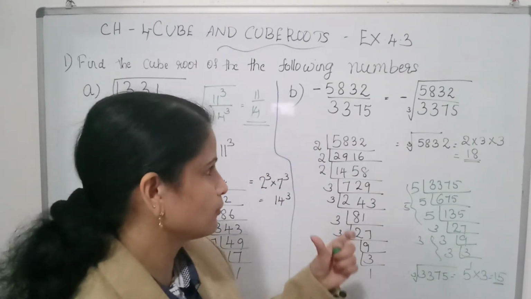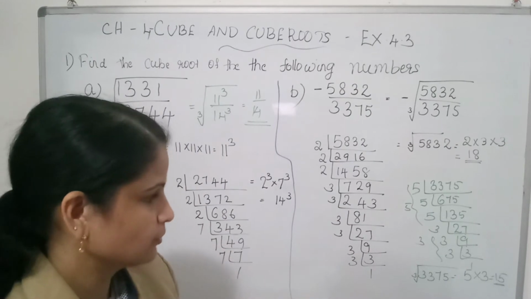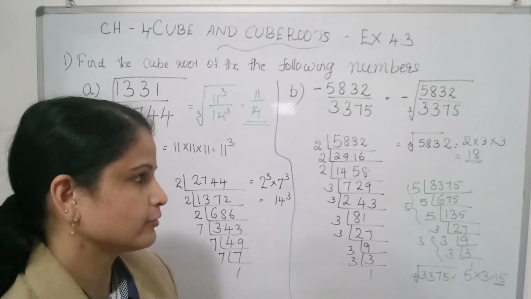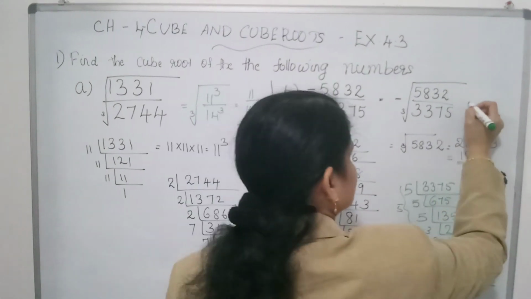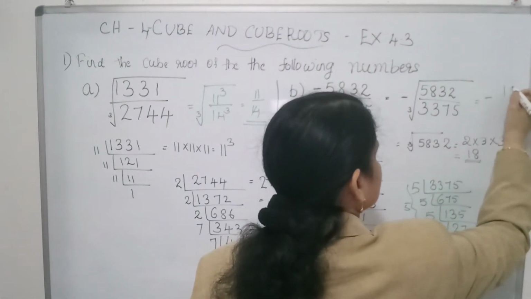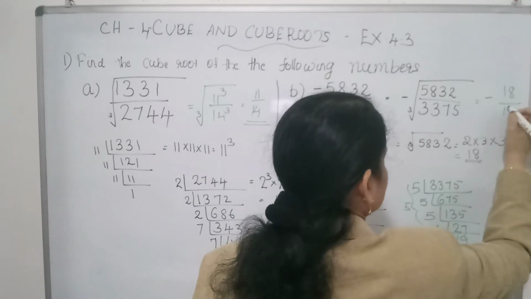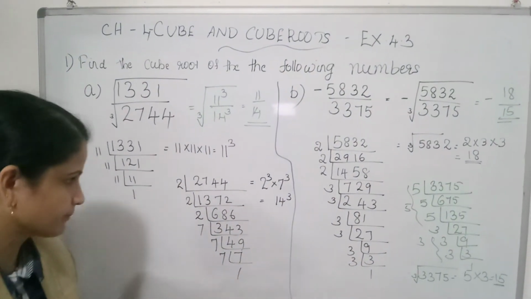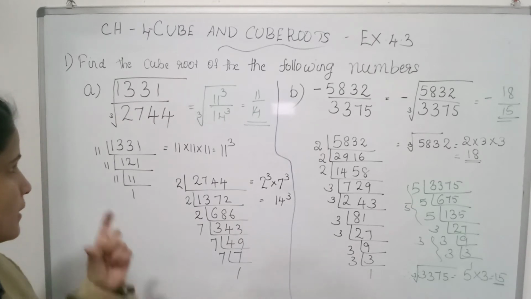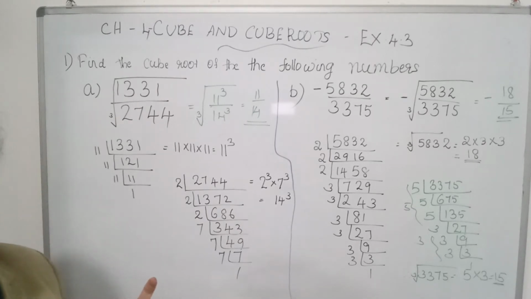So we got the cube root of 5832 and the cube root of 3375. You substitute the value, so this is equal to minus 18 by 15. So these are the cube roots of these rational numbers.